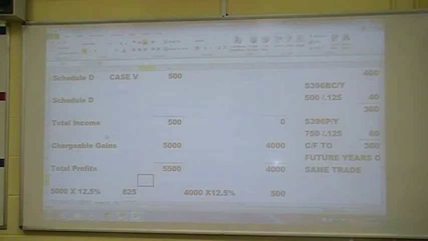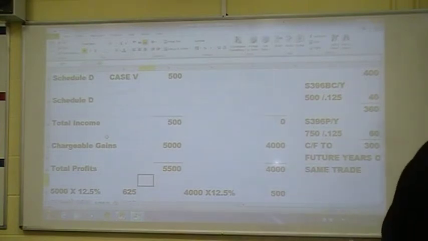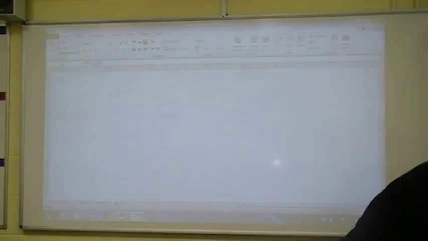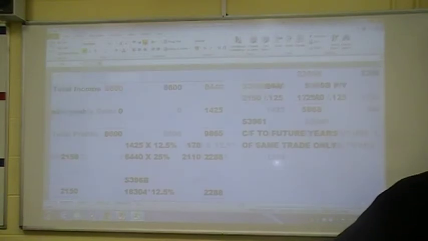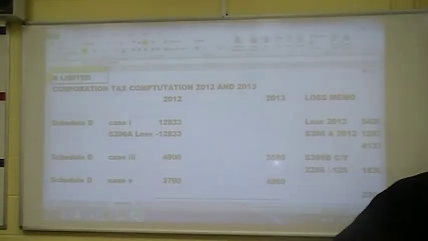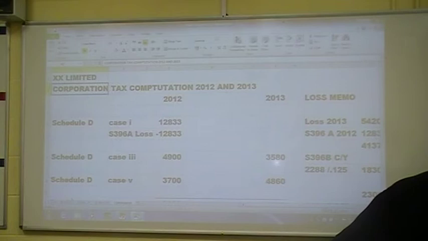And the best way is to do a little example. Say company X has a case 1 loss of 500,000 and case 3 income of 100,000 and a non-trade charge of 50,000. Prepare the CT computation and the loss memo. Okay, so let's just do this one here. This is company XX. I would say it's for the 2014 year.